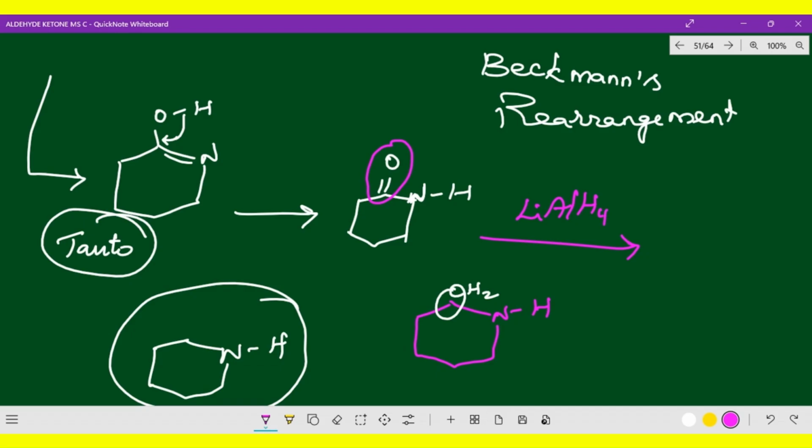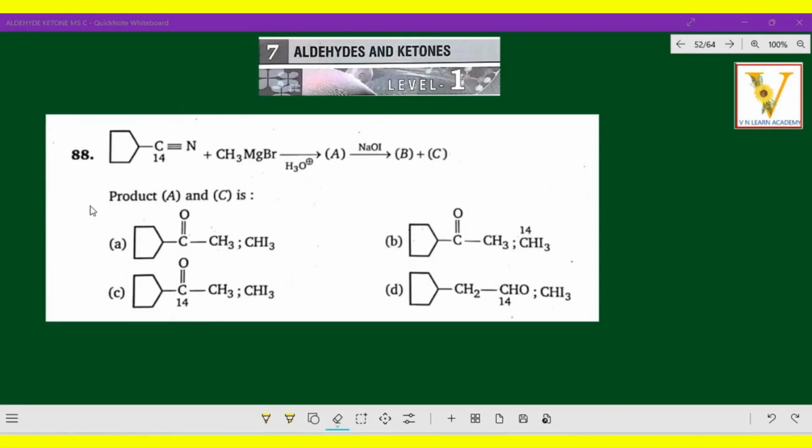Come on, let us go to the next question. In the next question, the cyano group is combined with methyl magnesium bromide, and you get the product A in the presence of acid hydrolysis. That reacts with sodium hypoiodite, which is indirectly the iodoform test. Okay, so you'll be getting B and C. Now we have to identify A and C. Right. Okay. This is very simple.